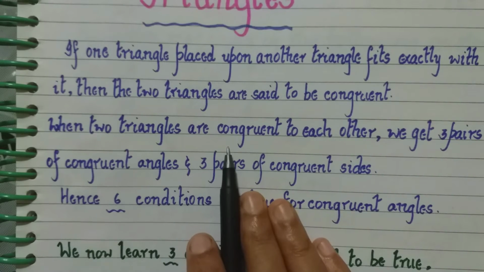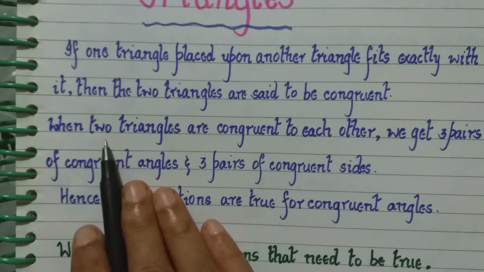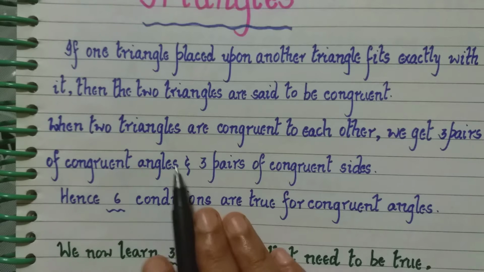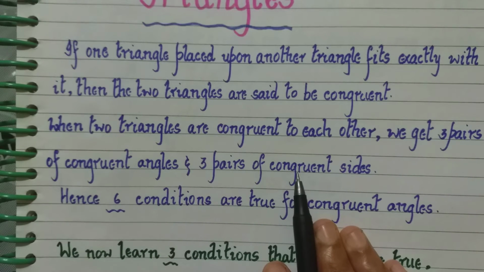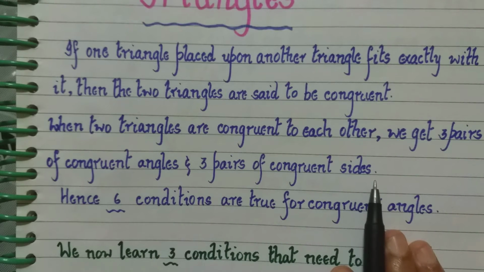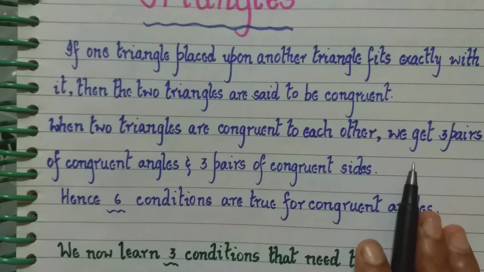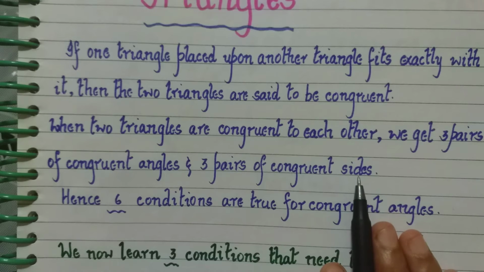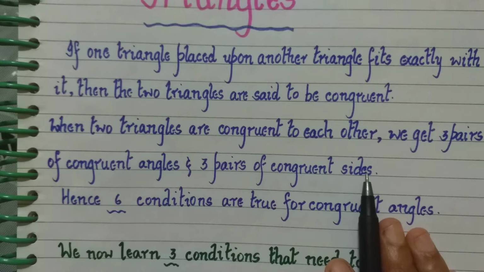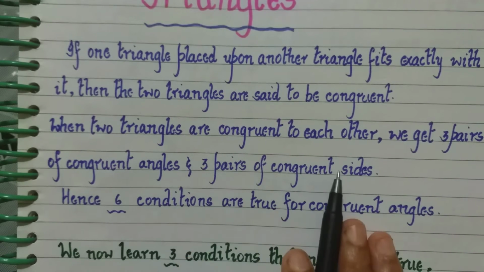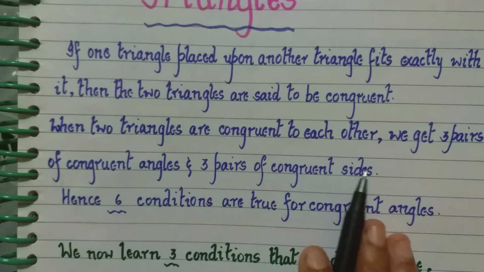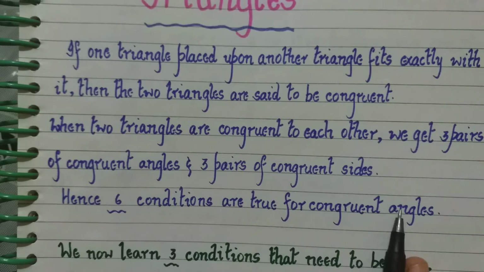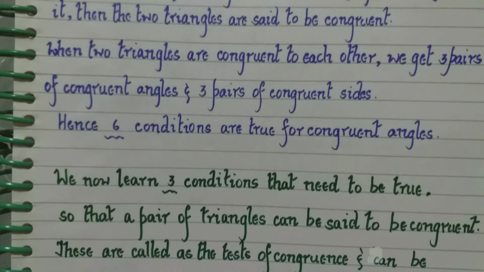When two triangles are congruent, what happens? When two triangles are congruent to each other, we get three pairs of congruent angles and three pairs of congruent sides. So that means the angles also are congruent and the sides also are congruent, and each triangle has three sides and three angles. So 6 conditions are fulfilled when two triangles are congruent. Hence, 6 conditions are true for congruent triangles.